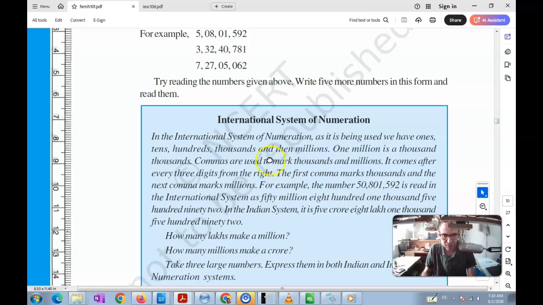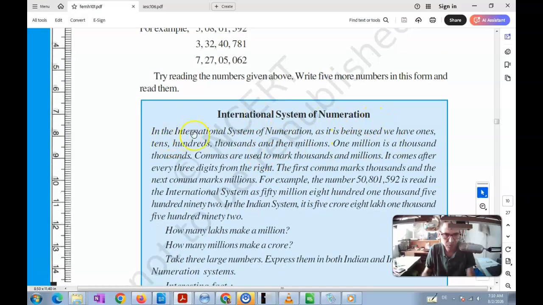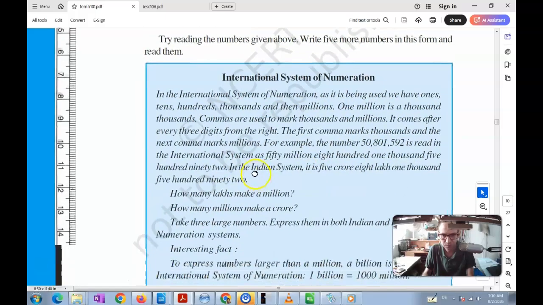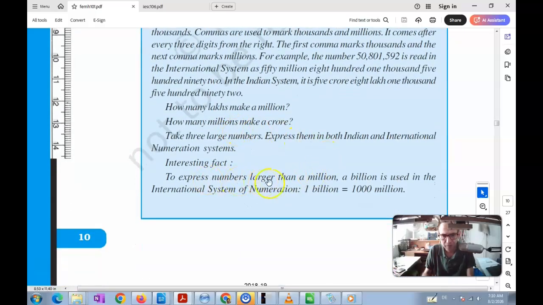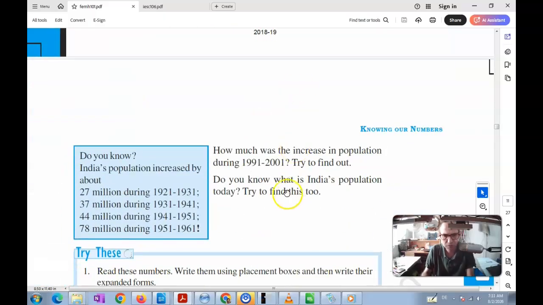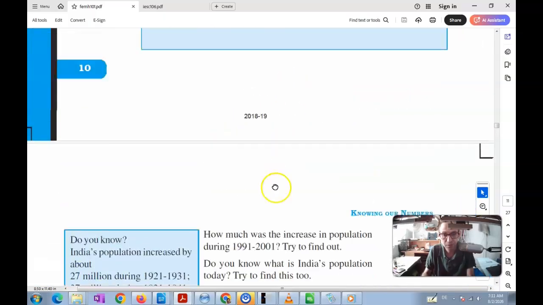So then what we have over here is the international system of numeration. In the international system of numeration, as it is being used, we have ones, tens, hundreds, and so on and so forth. And so here we have some information about how you use the comma, which I just explained. And then to express numbers larger than a million, a billion is used, and one larger than a billion is used. Okay, so we already know all of this. This is not very exciting right now.